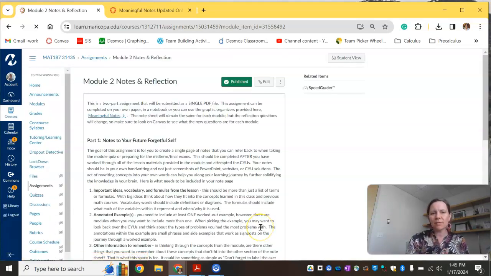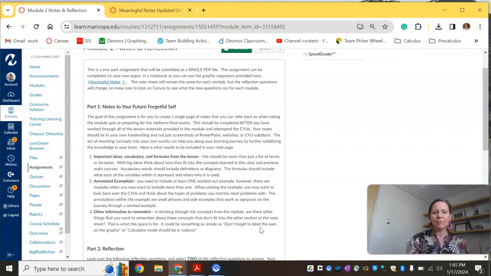And this is your notes and reflection assignment. We're going to have this in each module. Basically, it's a 3-part assignment. Part 1 is asking you to take some notes. Within those notes, I'm looking for 3 things. First, what are the big ideas, vocab, and formulas from this lesson? Like, what should you walk away with? What are the definitions you should know? Sort of general overview stuff.